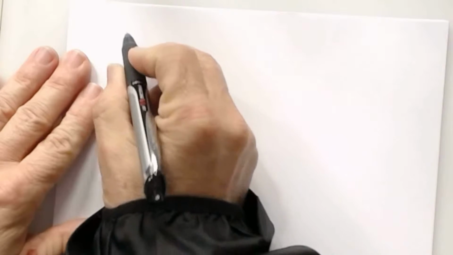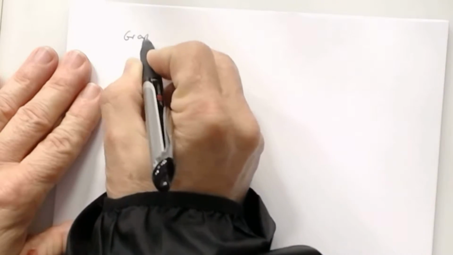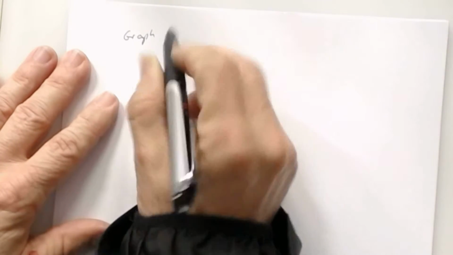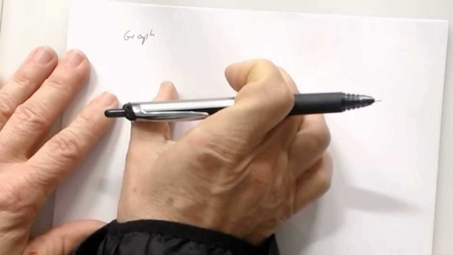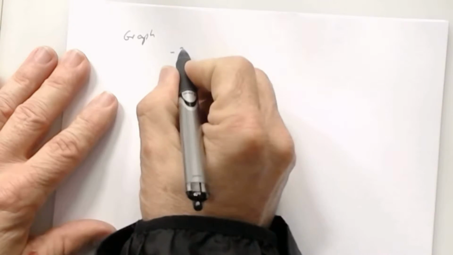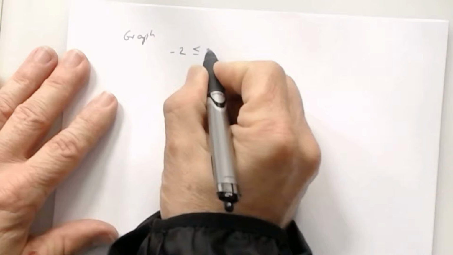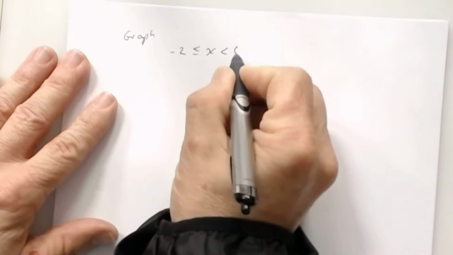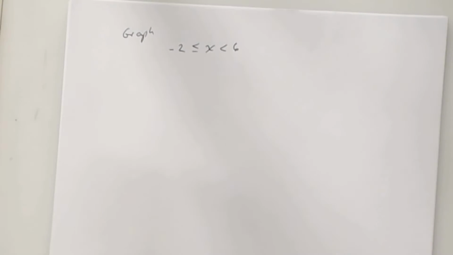Carefully. What if I had this? What if I asked you to graph this inequality that I'm about to write? Negative 2 is less than or equal to x is less than 6. So in the ones we just did, those 6 problems we just did, how many inequalities were in each problem? Just one. Here you have how many? 2.